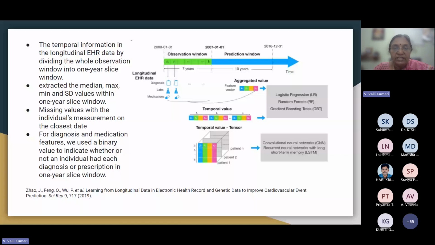Can you see the screen, all of you? In the middle, I forgot to change the tab. Anyone? Yes, ma'am, we could see. Okay.